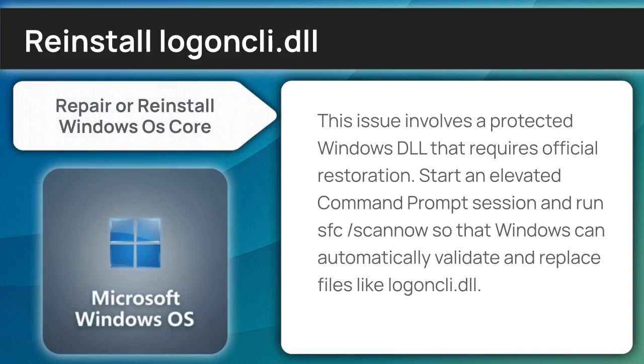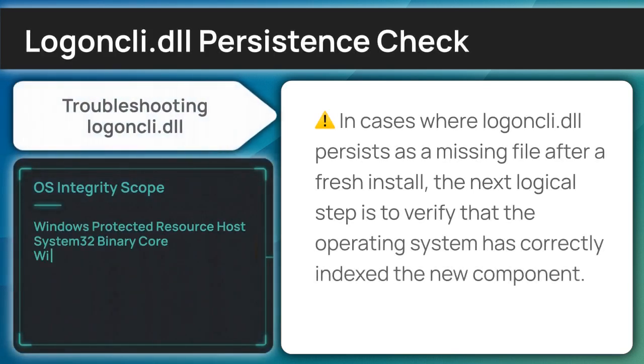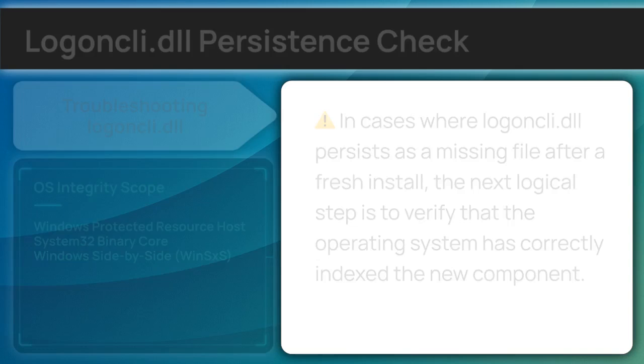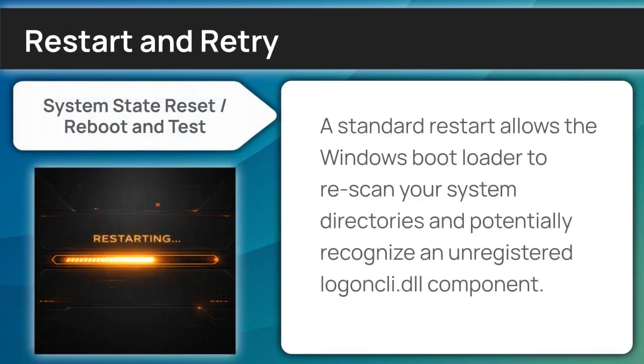Start an elevated command prompt session and run sfc /scannow so that Windows can automatically validate and replace files like Logon Client. If the error persists despite the new library files, we must verify if a simple synchronization conflict is preventing the file from loading. A system reboot is a reliable way to clear away zombie processes that might be interfering with Logon Client. It's a low-impact step that ensures your operating system is starting with a synchronized environment.